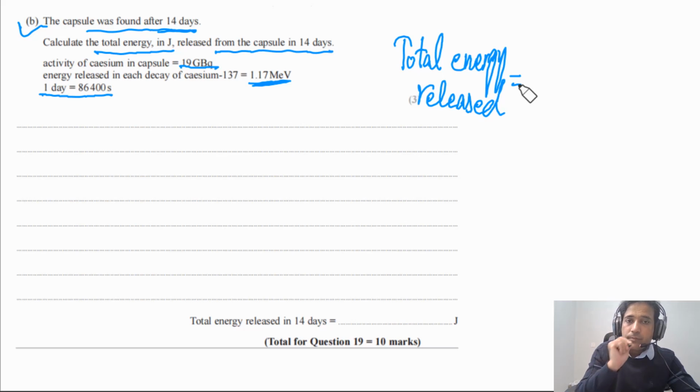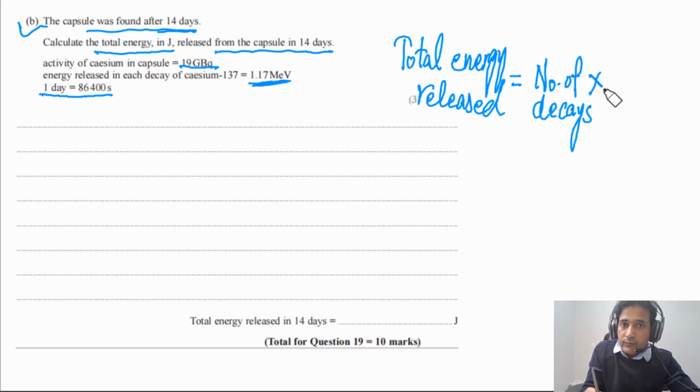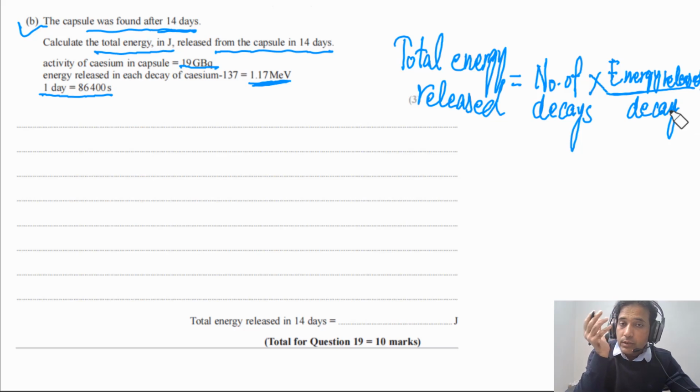Total energy released. So if we can find the number of decays in 14 days, we can multiply with the energy released in 1 decay. So what we need to find out is n, the number of decays in 14 days, and then we multiply with the energy released per decay, meaning energy released in 1 decay. Then we can find the total energy released. So this is the main physics.